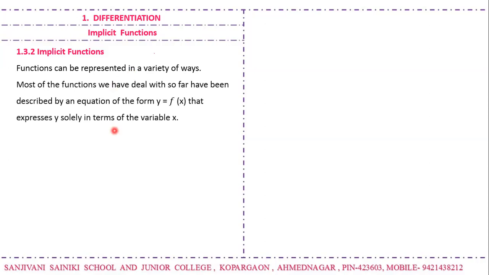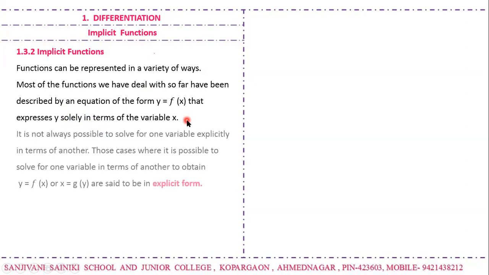Most of the functions we have dealt with so far have been described by an equation of the form y is equal to f of x. Many functions we saw in this way only: y is equal to sin x, y is equal to cos x, y is equal to e raised to x, and so on. That means we have expressed the variable y only in terms of the variable x. So y is expressed in terms of x.